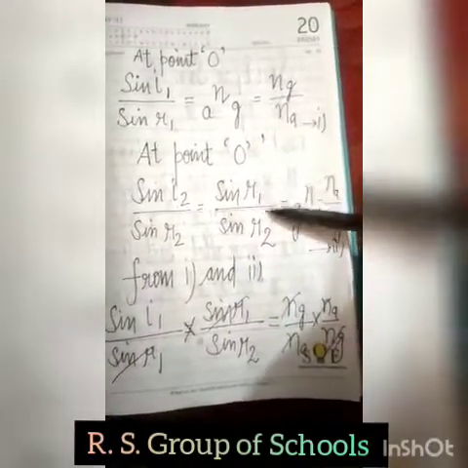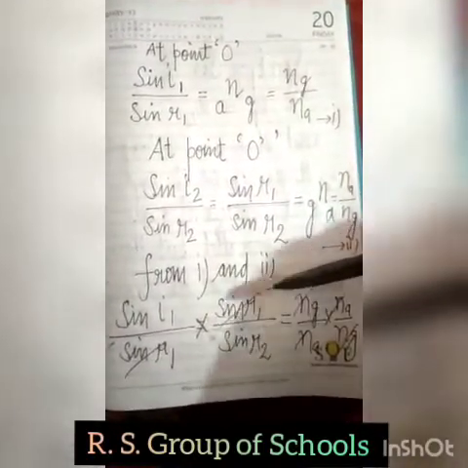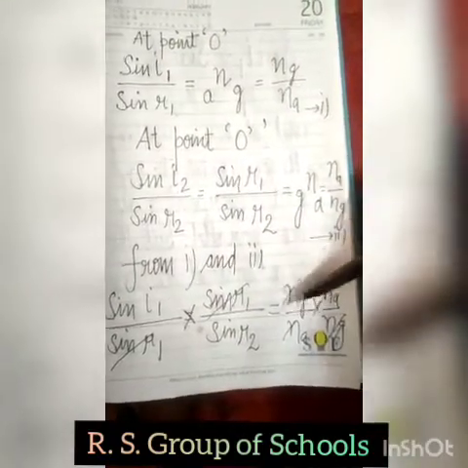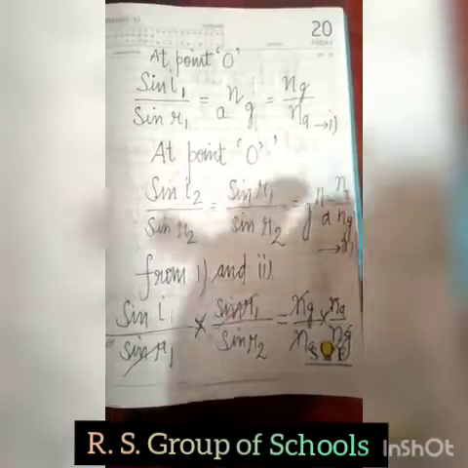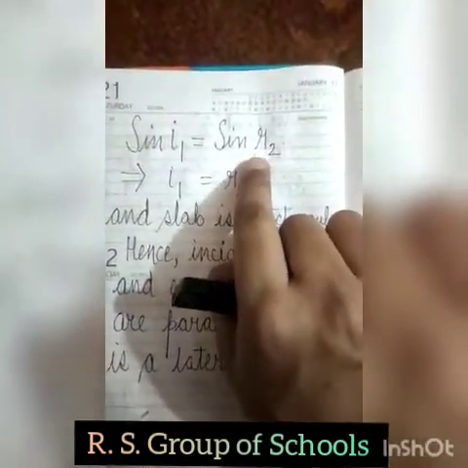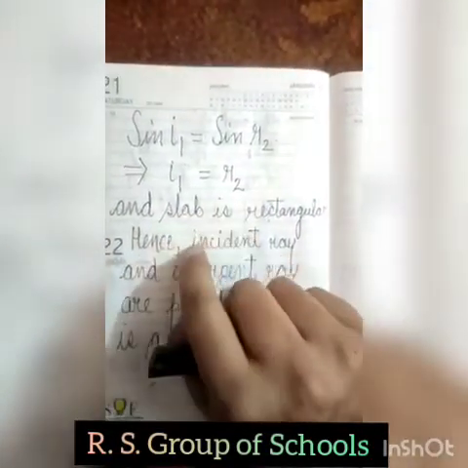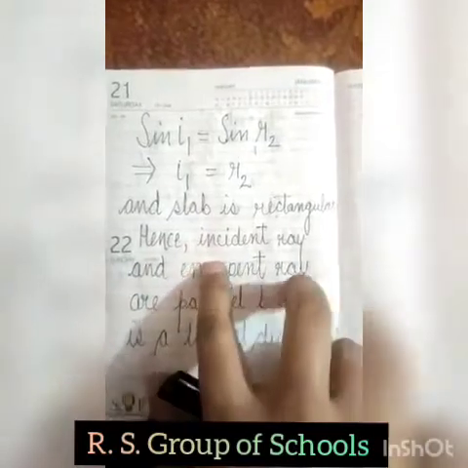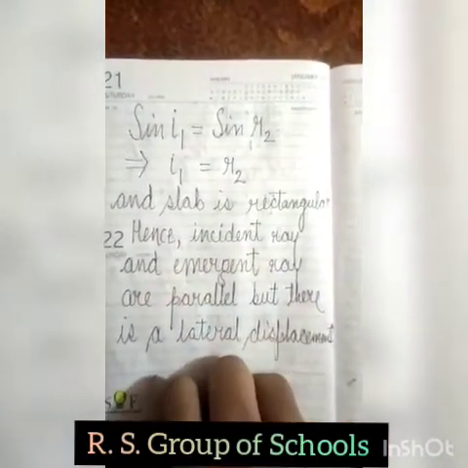Now we multiply these two equations. Sine R1 will be cancelled by sine R1. Similarly, Ng and Na will also be cancelled, and the result is sine I1 equal to sine R2. It means I1 equal to R2. And the slab is rectangular in shape. Hence, it is proved that incident ray and emergent ray are parallel to each other.